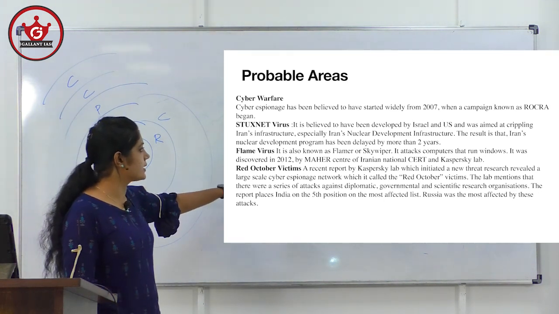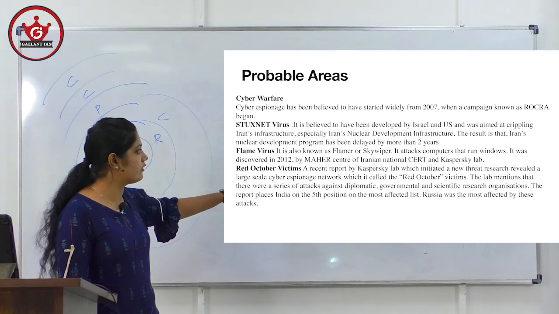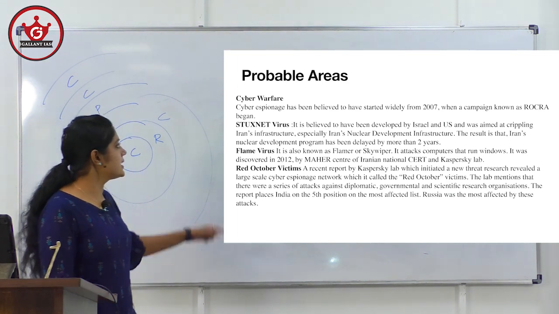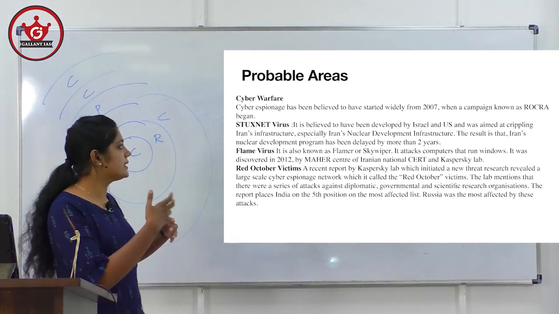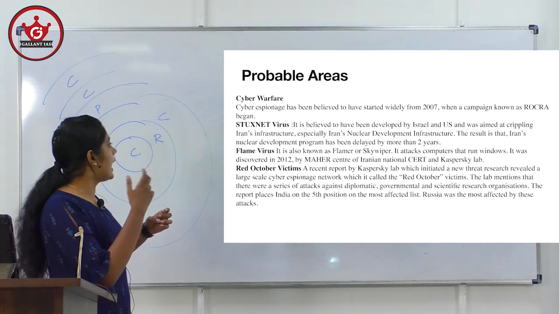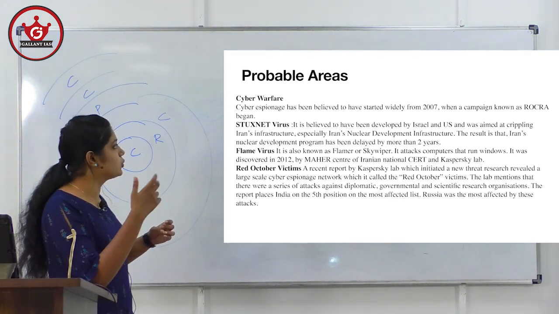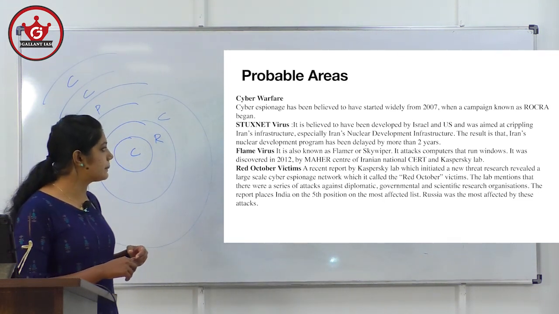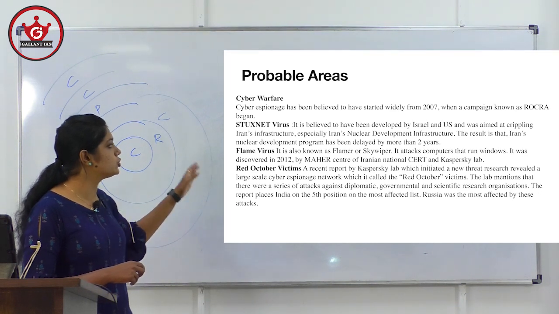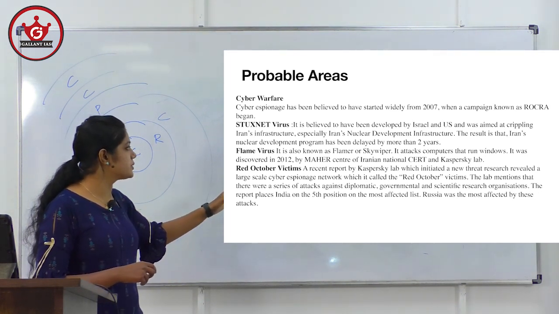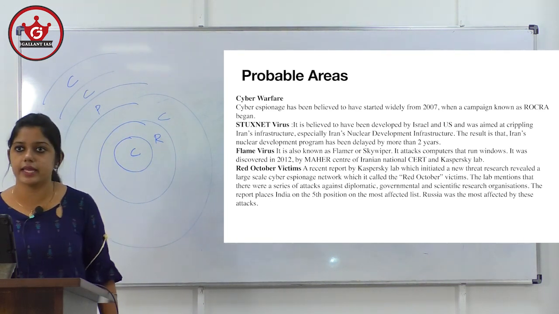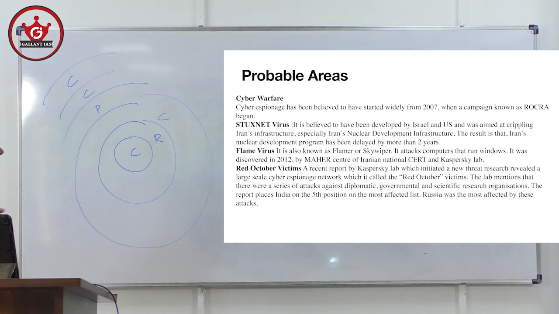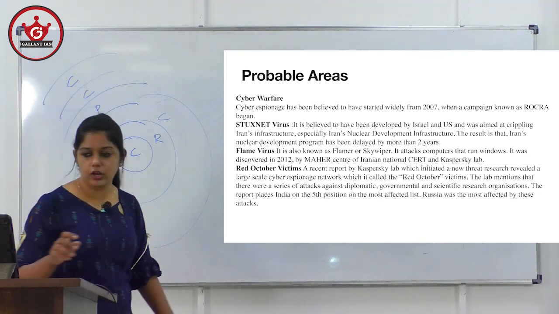Flame virus is also known as Flamer or Skywiper. It attacks computers that run Windows. It was discovered in 2012. And the Stuxnet virus is believed to have been developed by Israel and the US and was aimed at crippling Iran's infrastructure, essentially Iran's nuclear development infrastructure. Red October is a report by Kaspersky Lab, whose research revealed a large-scale cyber espionage network, called Red October. Again, important. Just go through it. These terms can be asked: Stuxnet virus, Flame virus, Red October.